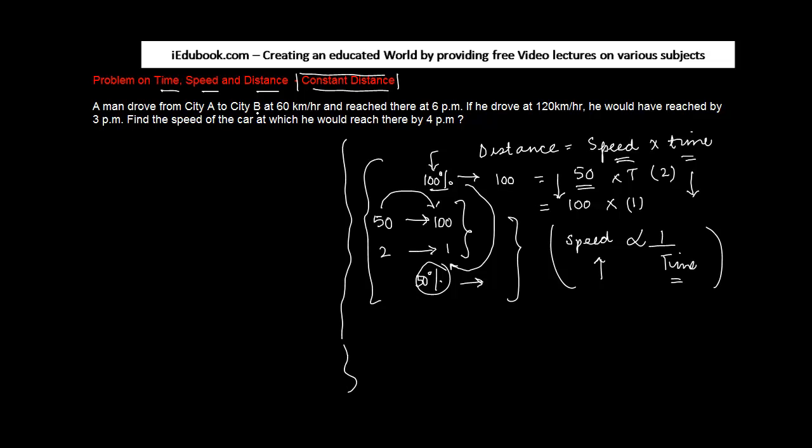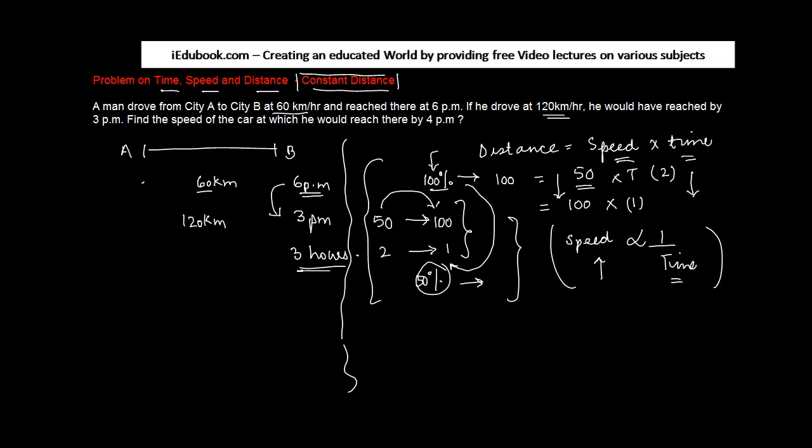Let's come back to the question in hand. A man drove from city A to city B at 60 kilometers an hour and reached there at 6 p.m. If he drove at 120 kilometers an hour, he would have reached by 3 p.m. Right? So how much time will he save? He will save 3 hours.